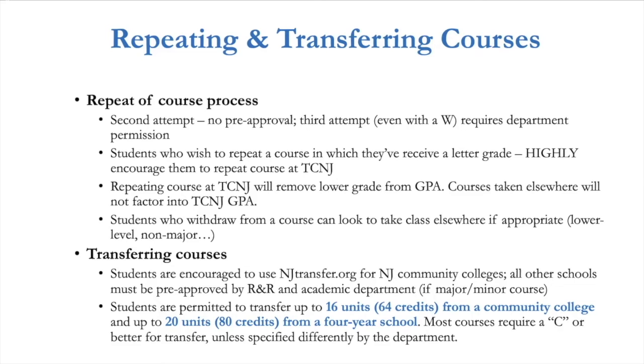If a student wants to transfer a course in, have them go to njtransfer.org to see which of their community college classes transfer to TC&J. All other schools must be pre-approved by R&R, and there's a course authorization form that students can fill out to make sure that their course will count for credit at TC&J. Students can transfer up to 16 units from a community college or 20 units from a four-year school.